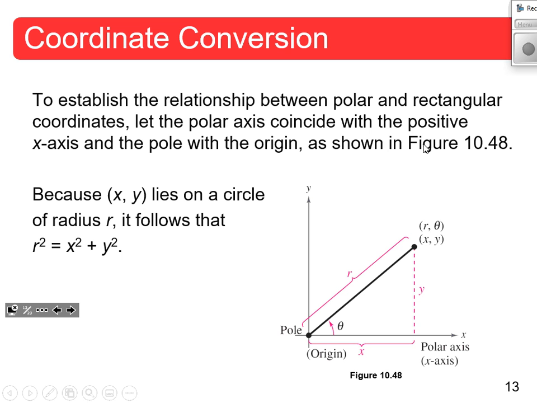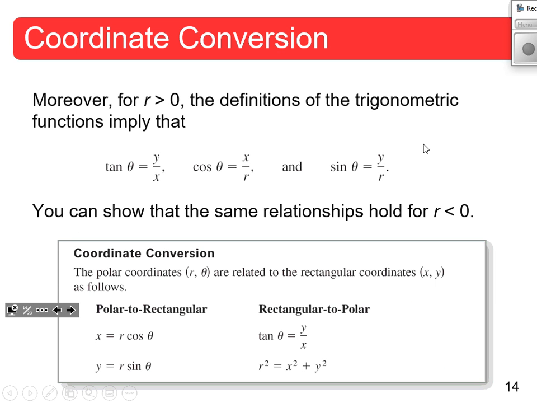Coordinate conversions. If we wanted to convert from polar to rectangular and rectangular to polar, we're going to have to talk about it in terms of r and theta. Now r, as you most likely can guess, is going to be dealing with distance, and theta is going to be sine and cosine. So going from polar to rectangular, x is equal to r cosine of theta, and y is equal to r sine of theta. So if we're going from polar to rectangular, we're using this here.